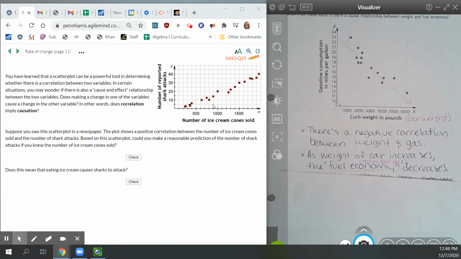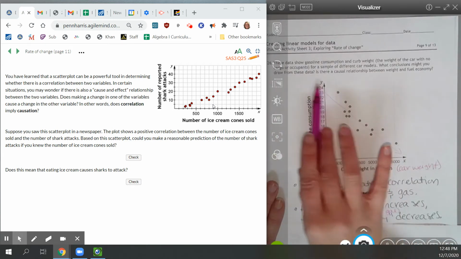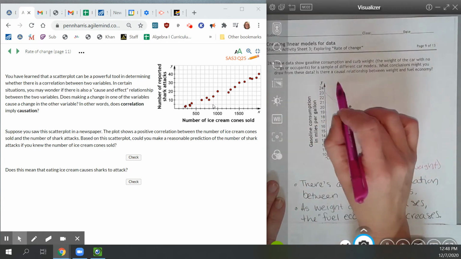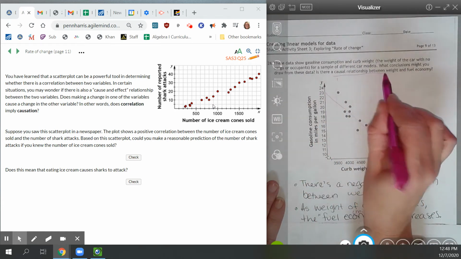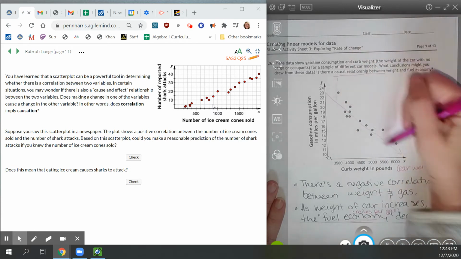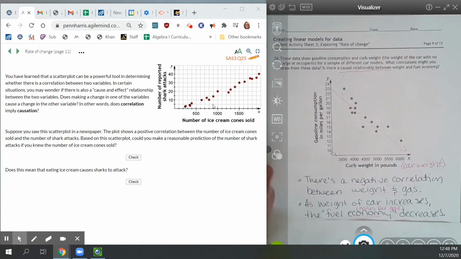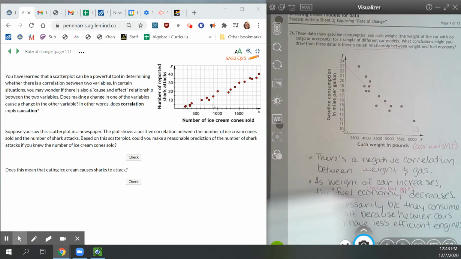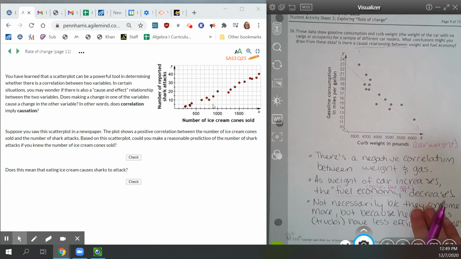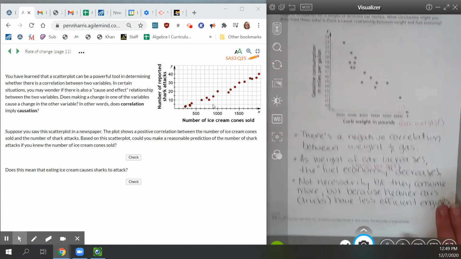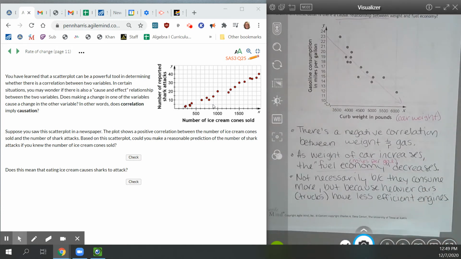Okay. They want to know, is there a causal relationship? Okay. We see that there's a correlation, but is there causation? No, guys, no. It is not necessarily. We don't know why that is.